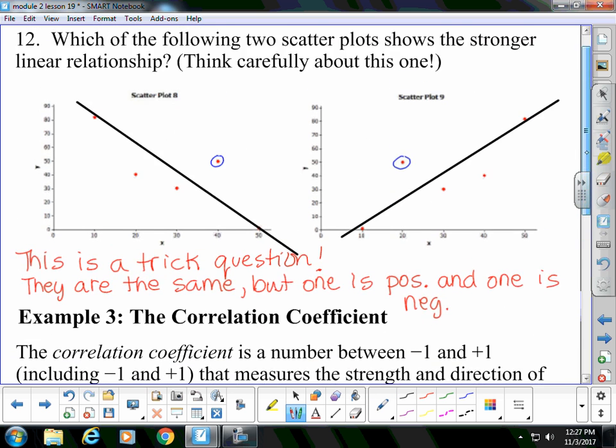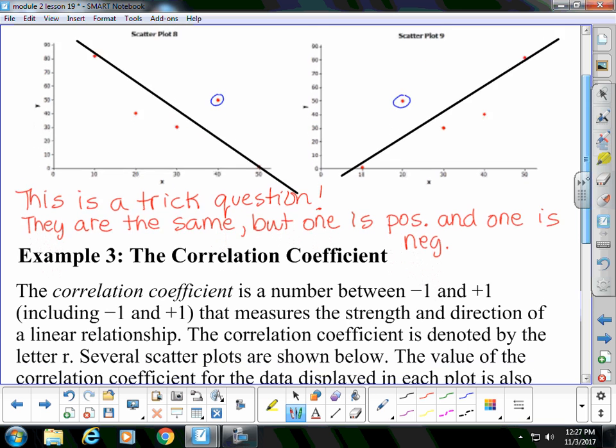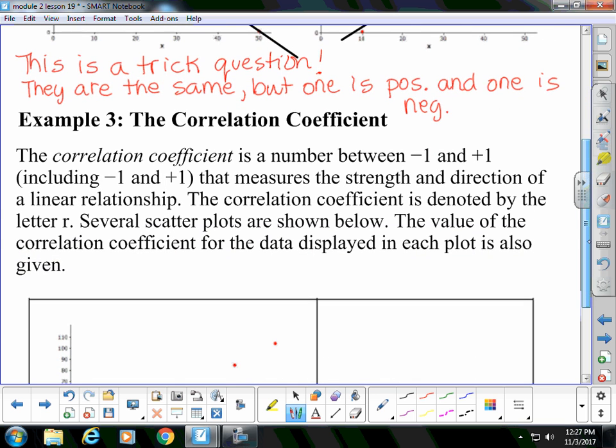Okay, so it's a trick question. That's why they said be careful about this one. Okay, so they're actually, one's not stronger than the other. They're actually just in opposite directions. One would just be positive and the other would be negative.